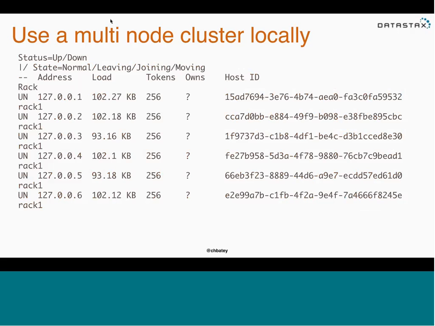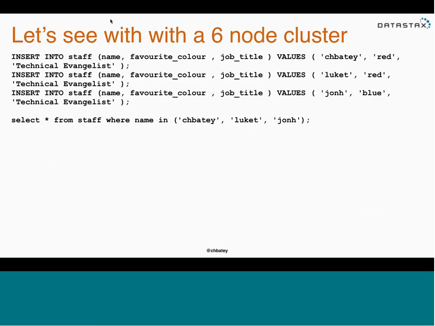So what I've done for the examples is I've spun up a 6-node cluster locally, okay? I wouldn't normally run this larger cluster. I'd normally stick to a CCM 3-node cluster for most of my development purposes. And what we're going to do is insert some data. We're going to insert some staff members. So we have 3 technical evangelists here: we've got CH Beatty, Luke, and John.